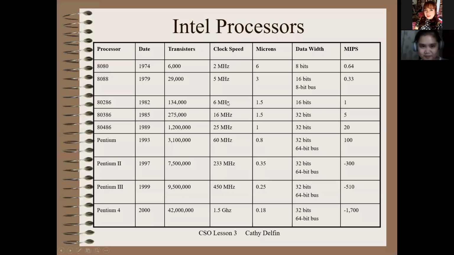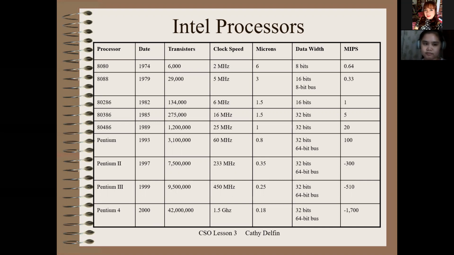So the evolution of Intel processors: 8088, 1974. Here you can see the data width, no? 8 bits only. 8086 is 16-bit. So the data width means the characters it can accept.